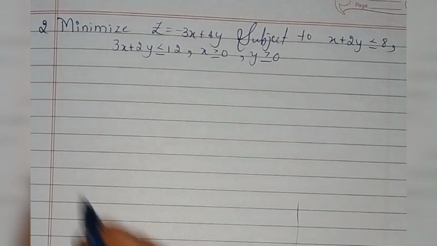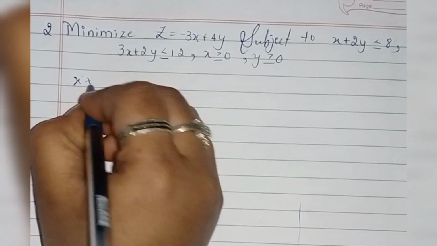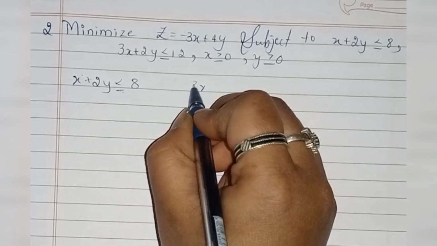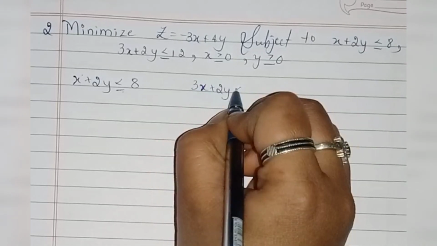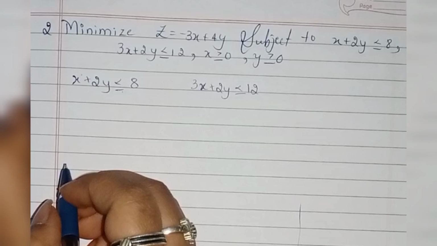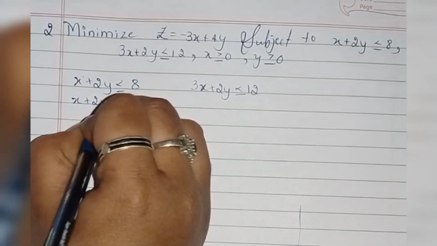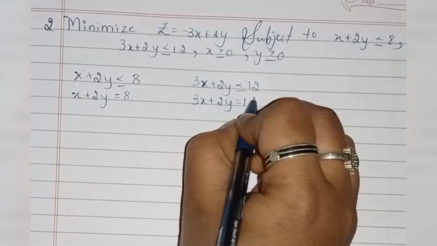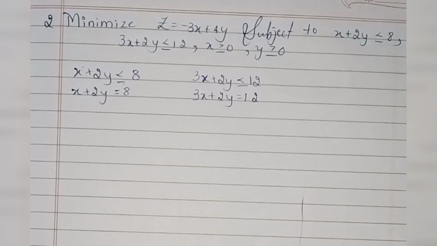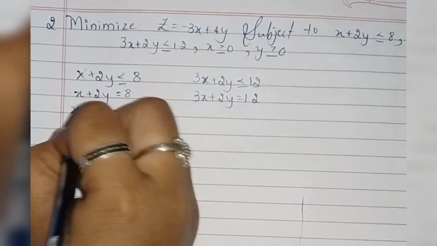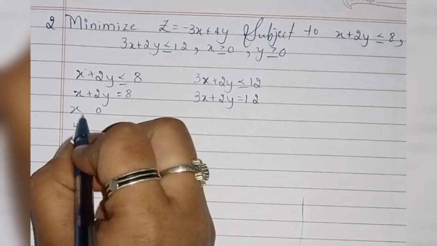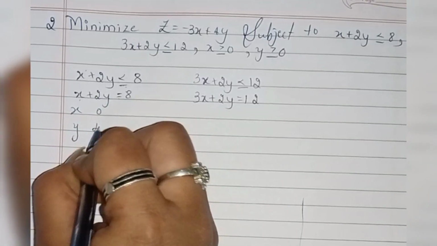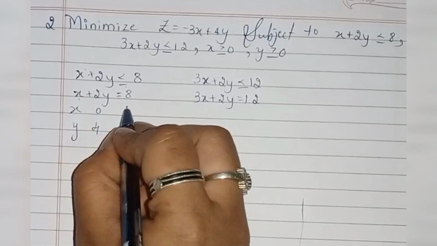Okay, the same. First we have to take the constraint x plus 2y less than or equal to 8. This is the first constraint, and 3x plus 2y less than equal to 12 is the second constraint. We have to convert these inequalities into equations. Then 3x plus 2y is equal to 12. We have to find 2 points. So to find 2 points, x and y, first take x as 0. If we take x as 0, 2y is equal to 8. 2 4s are 8, so y will be 4. If y is 0, x will be 8.